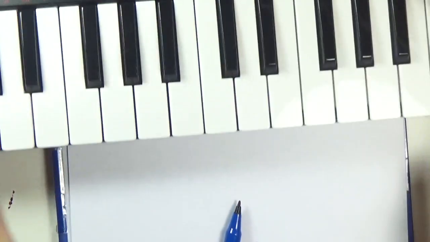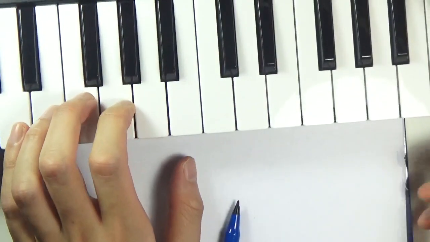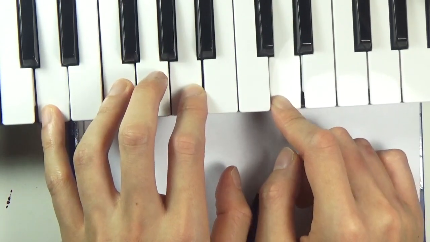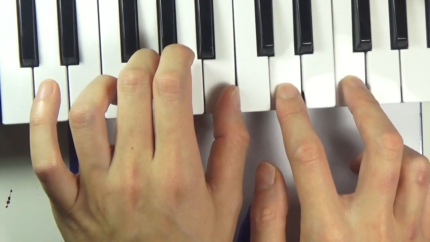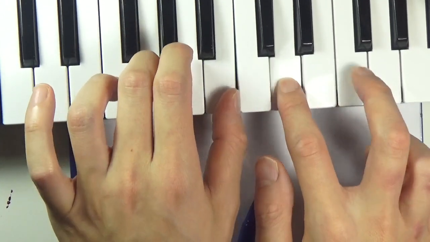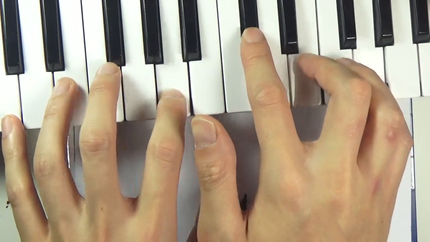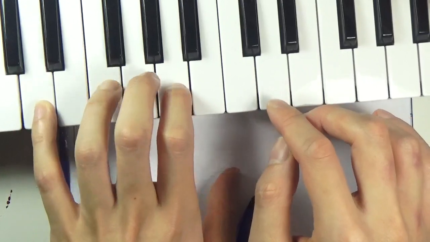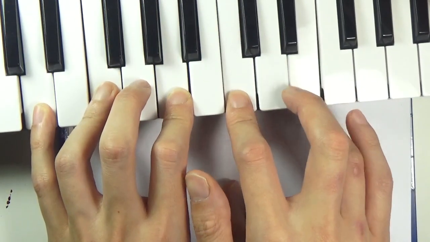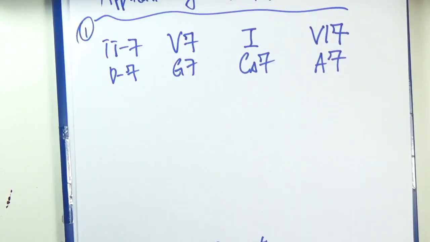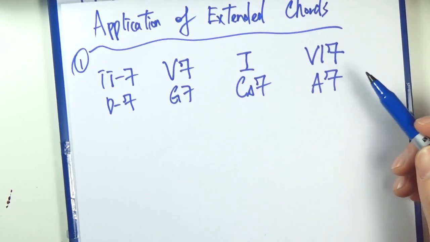So if we take a listen, 251. We have a D minor 7. Okay, D minor 7. And then we have a G dominant 7. And then we have a C major 7. Alright. And then we have an A dominant. Alright, so that's 2516.